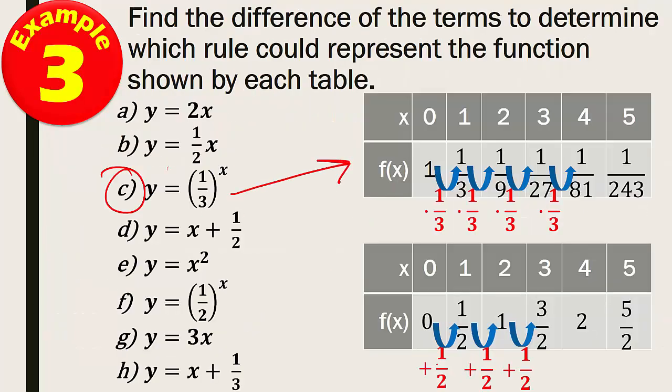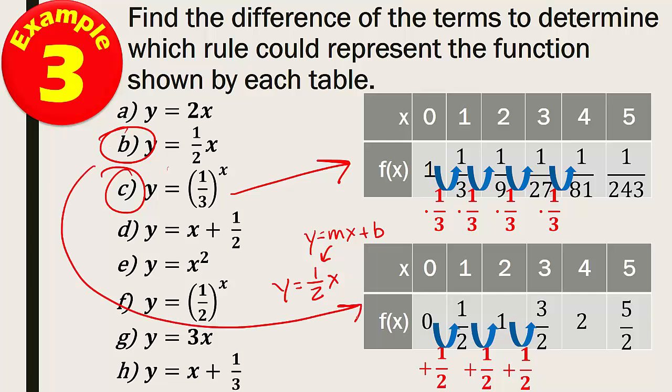Now here we're looking for something that starts at 0. It's basically just 1/2 times x, because when you have something where you're adding, that's where you're going to have this format, y equals mx plus b. Okay, we're adding 1/2. That's our slope, or our rate of change. Our y-intercept is 0, so we don't need to include it. So we're looking for y equals 1/2 x. So b would match up with this one.